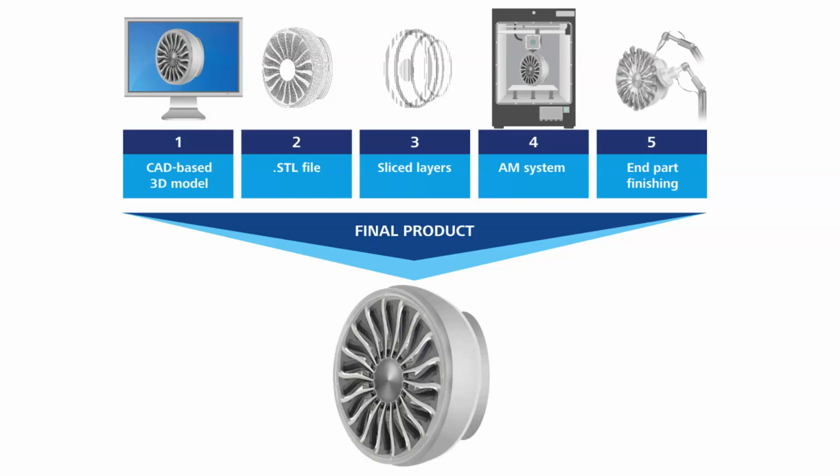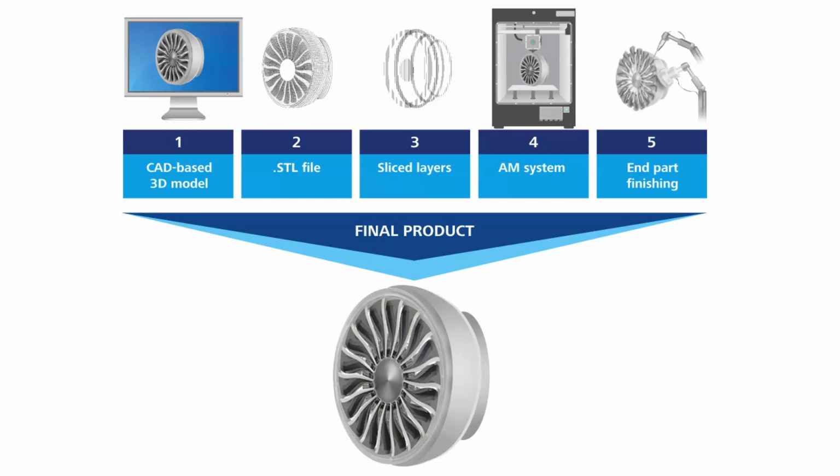Then from there, we're going to convert or translate that into an STL file. Okay, so we'll talk about what an STL file is, but basically we're going to take the CAD model, the 3D model, and we're going to convert it to an STL file. Then that STL file is going to be sliced into many, many, many thousands of layers. Okay, so we're going to slice that into a series of layers.